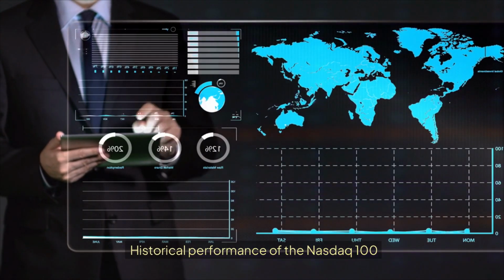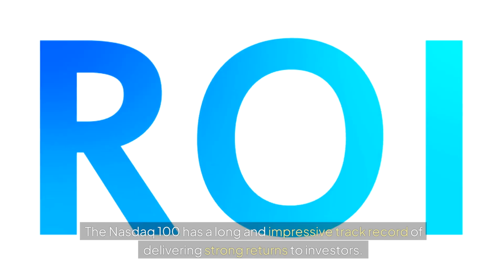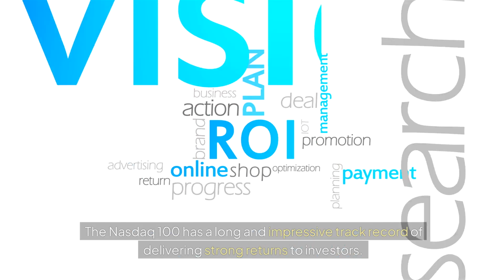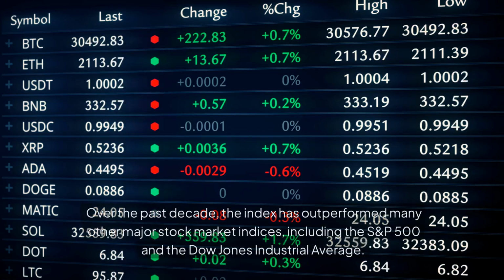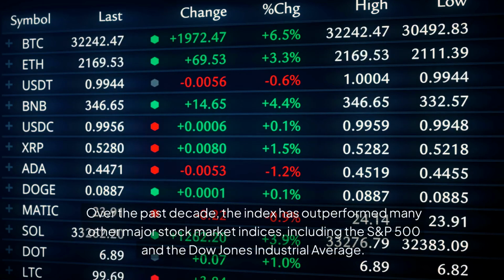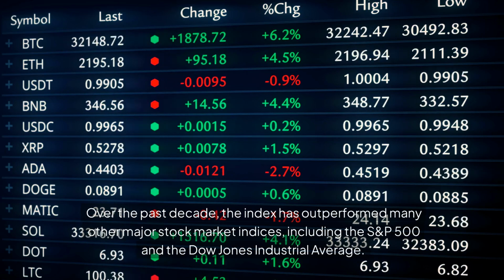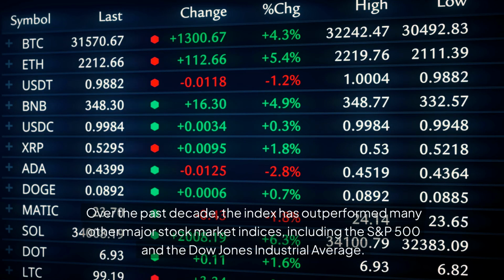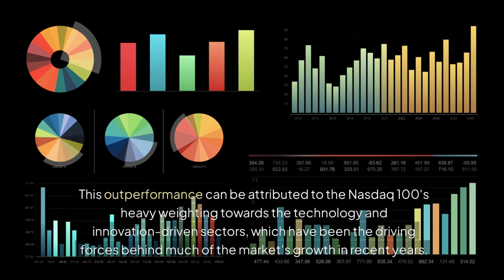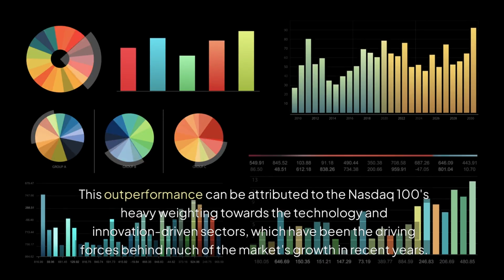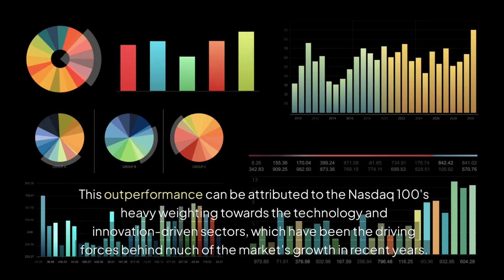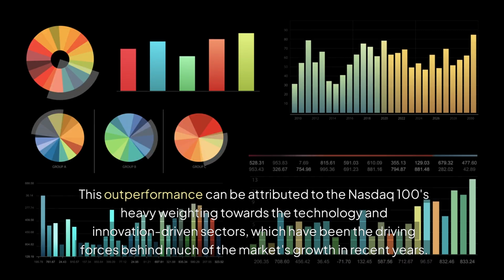Historical performance of the Nasdaq 100. The Nasdaq 100 has a long and impressive track record of delivering strong returns to investors. Over the past decade, the index has outperformed many other major stock market indices, including the S&P 500 and the Dow Jones Industrial Average. This outperformance can be attributed to the Nasdaq 100's heavy weighting towards the technology and innovation-driven sectors, which have been the driving forces behind much of the market's growth in recent years.